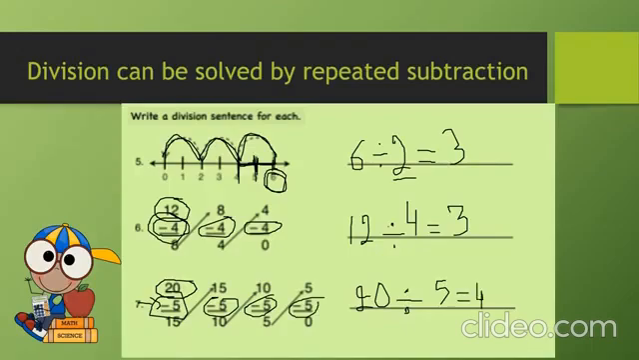20 minus 5, 15. 15 minus 5, 10. 10 minus 5, 5. 5 minus 5 equals 0. So we get 0. 1, 2, 3, 4. So I subtracted 5 four times. So 20 divided by 5 equals 4.